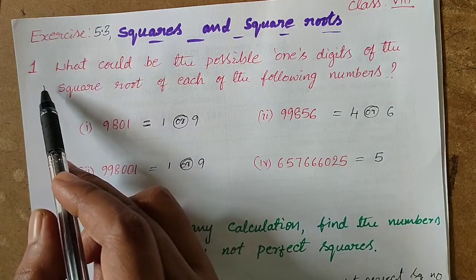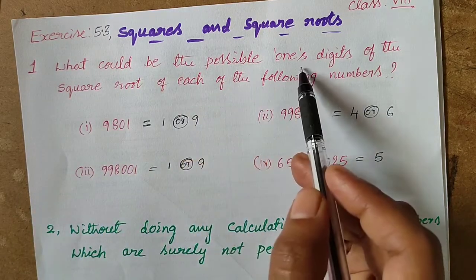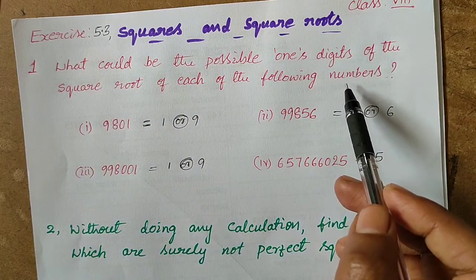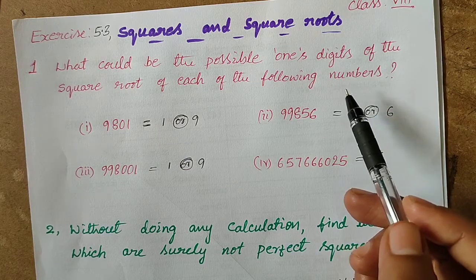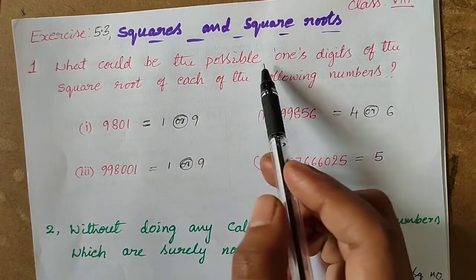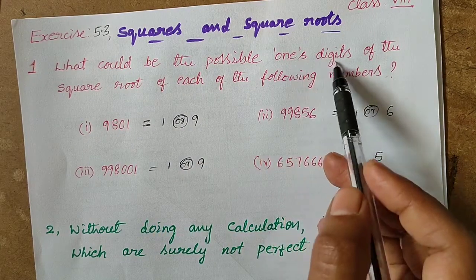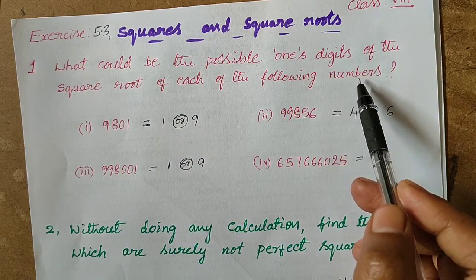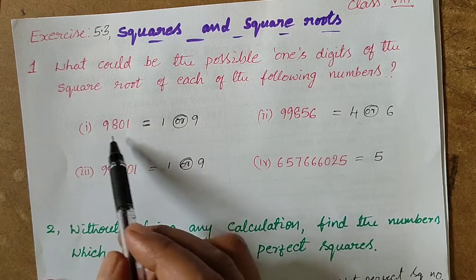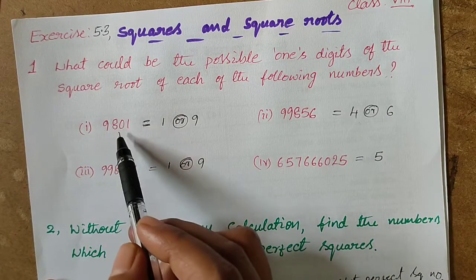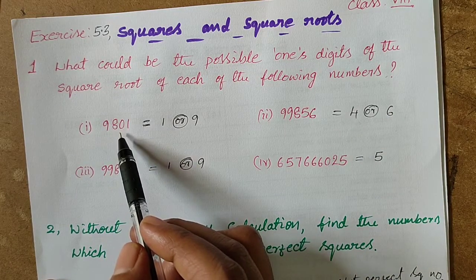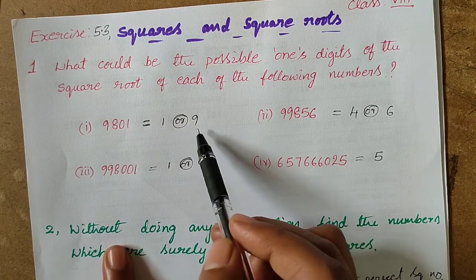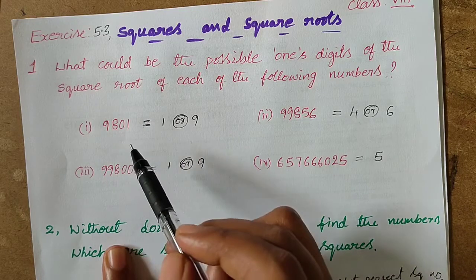So the first question is, what could be the possible ones digits of the square root of each of the following numbers? I read once again. What could be the possible ones digits of the square root of each of the following numbers? Students, here the question is what? The square number is given. What is to be found out? We have to find the unit digit of this square root number.